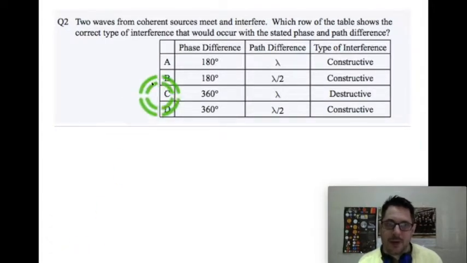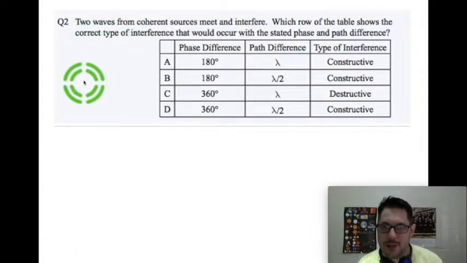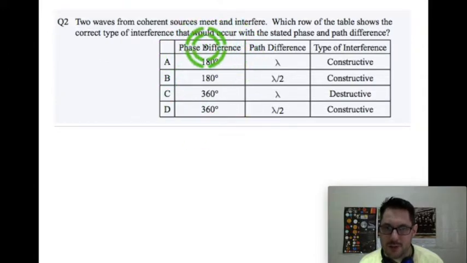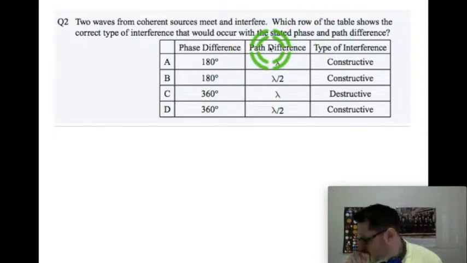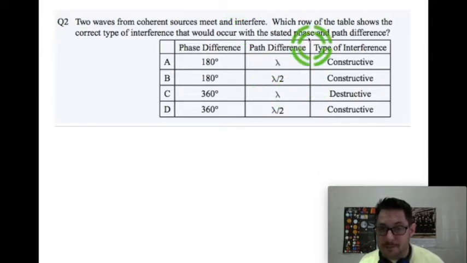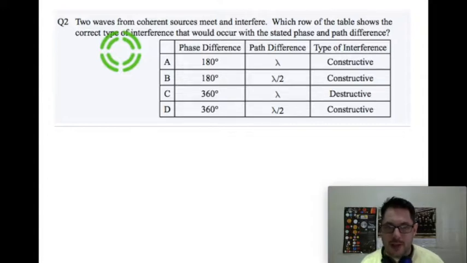So this one, two waves from coherent sources meet and interfere. Which row of the table shows the correct type of interference that would occur with the stated phase and path difference? So initially the phase difference is the initial phase difference between the two waves. After travelling a certain distance, what is the phase difference caused by the path difference measured in wavelengths, and what interference can we expect to see? So let's pause the video, see if you can work out the answer. Okay, let's have a go at it then.